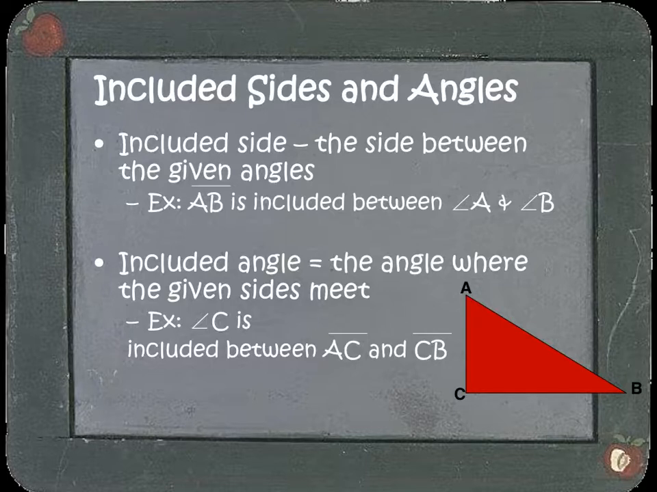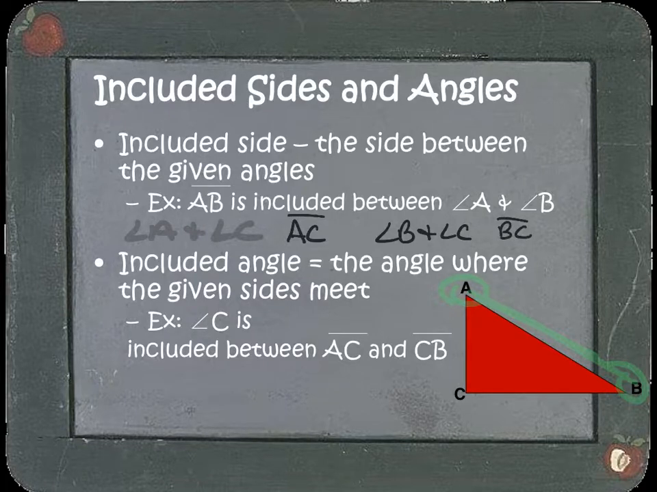So for example, side AB here is the included side between angles A and B. If I said, what is the included side between angles A and C, you would say that side would be side AC. If I said, what's the included side between angle B and angle C, you would say that's side BC. So it's the side in between the 2 given angles.